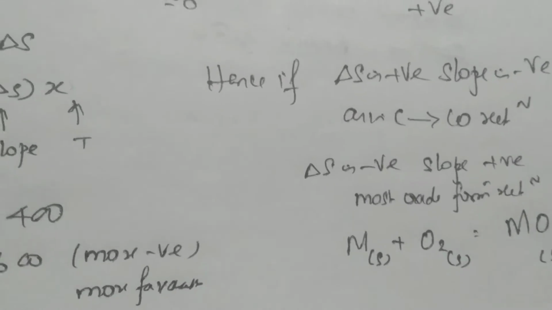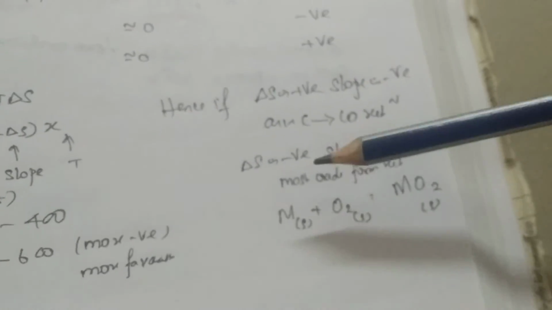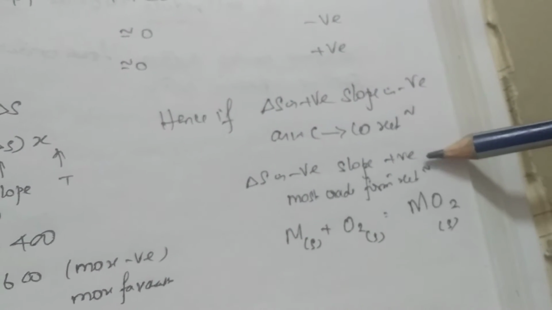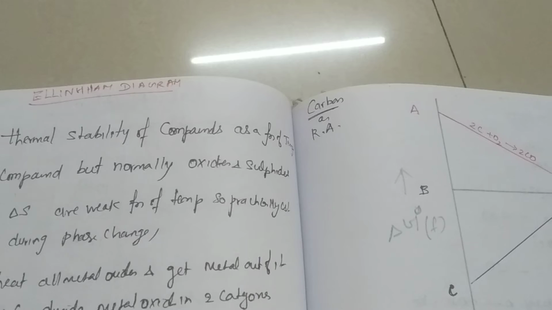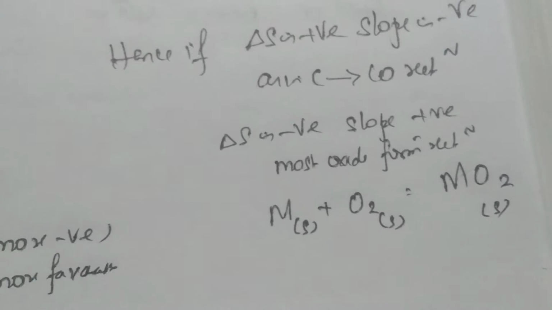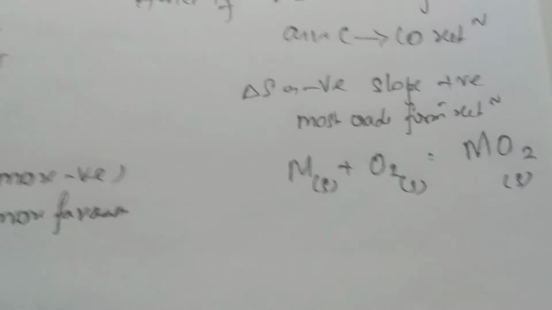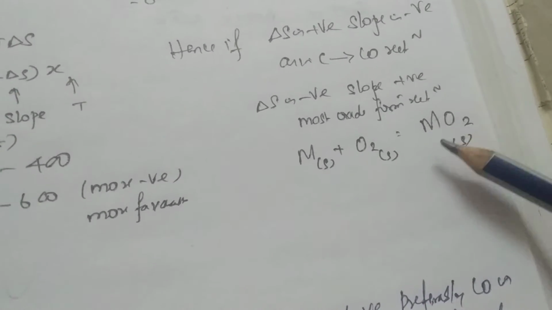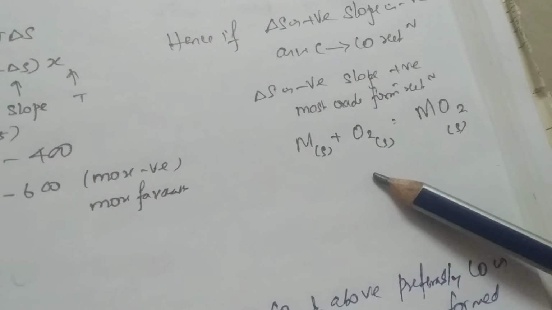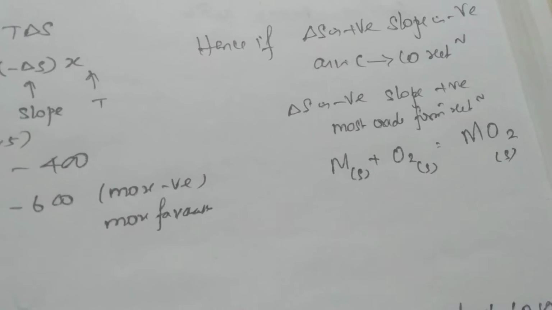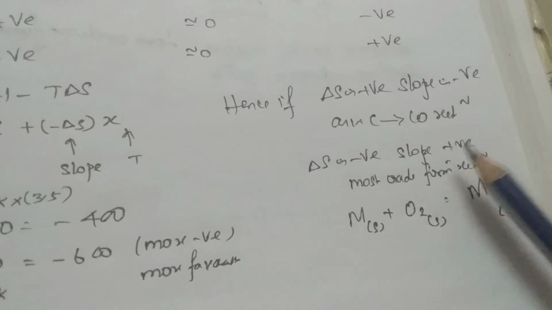Now this is what happens in most of the oxide cases, because you have a solid plus gas forming a solid, like this one. C plus O2 gives CO2. Metal plus oxygen gives MO2, where metal is a solid, oxygen is a gas, and metal oxide is going to be a solid. From a more random state of gas, you are going to go for a less random state, and therefore, for most of cases, delta S is going to be negative, and the slope of the curve is going to be positive.